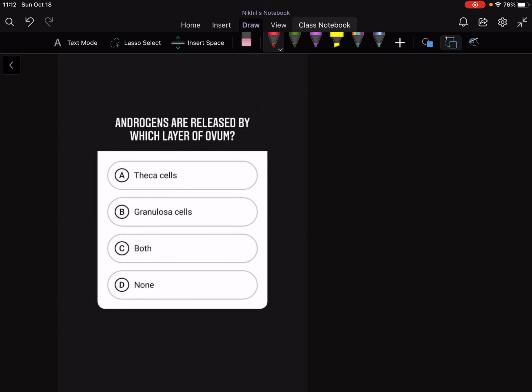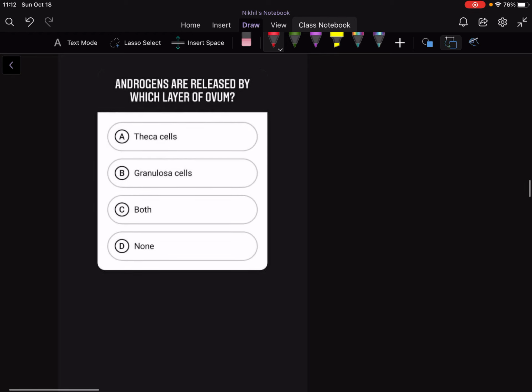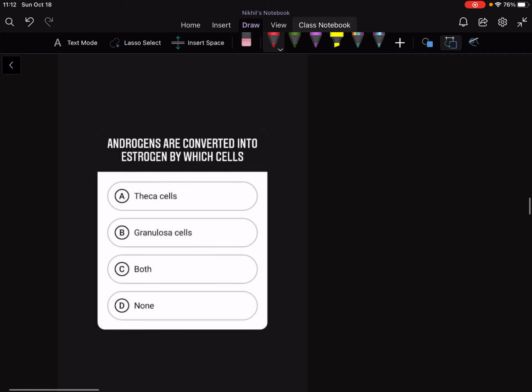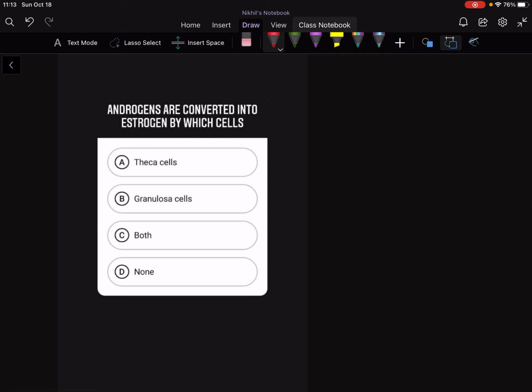Androgens are released by which layer of the ovum? It is not granulosa cells. Granulosa cells mainly release estrogen. Androgens come from theca. Androgens are converted into estrogens by which cells? Androgens are formed in theca cells, and they are converted into estrogen mainly in granulosa cells.